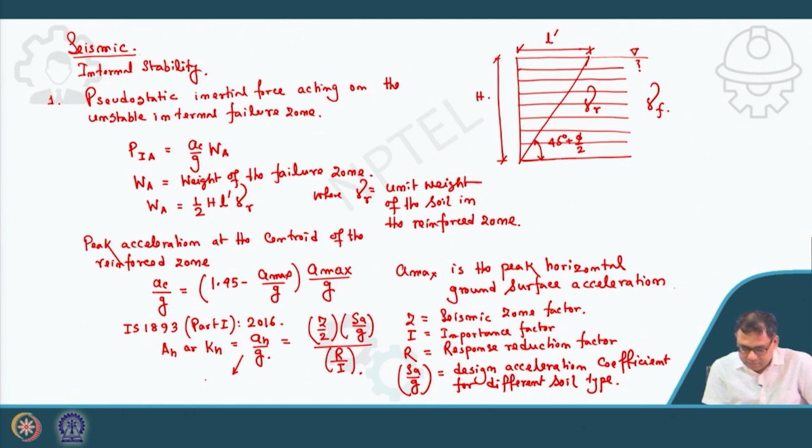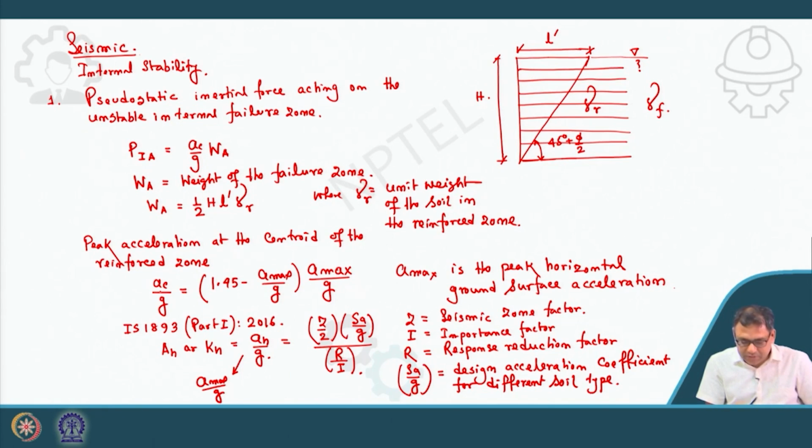That is your KH, that you can consider, and then that Max H by G you put here in this equation, then you will get the AC by G. Okay, that is also one option. And then another option is that I will put directly the Max by G, and I will do the calculation here.